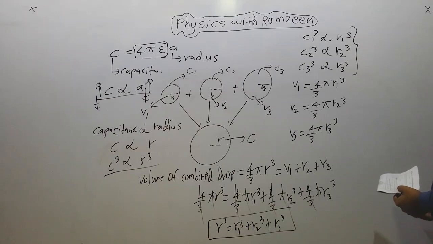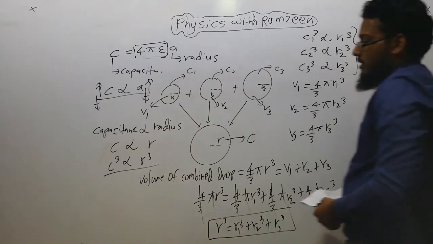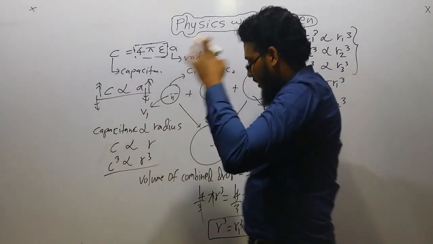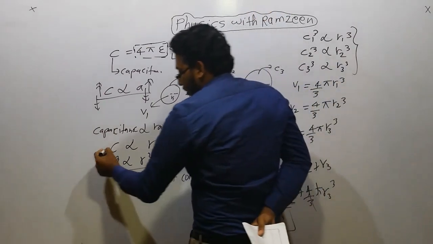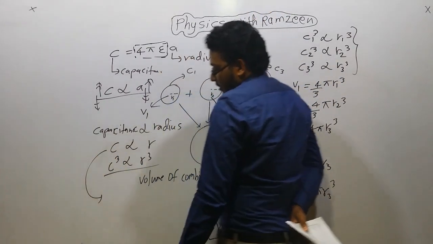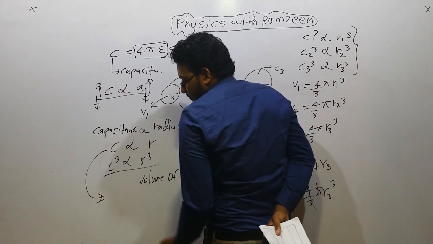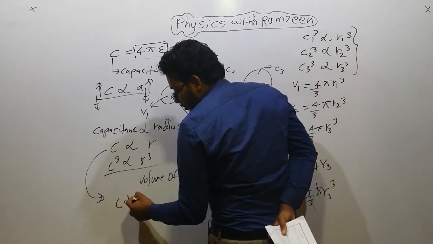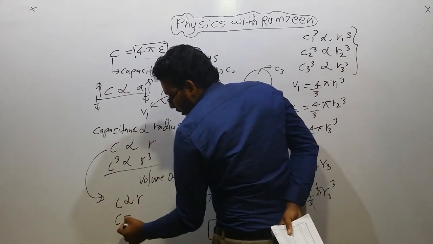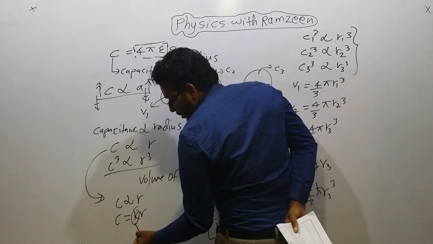Okay, right. So when an equation is a proportional equation, I can convert it into a normal equation. C proportional to R, I can convert to C equals KR. Here I put a constant value.